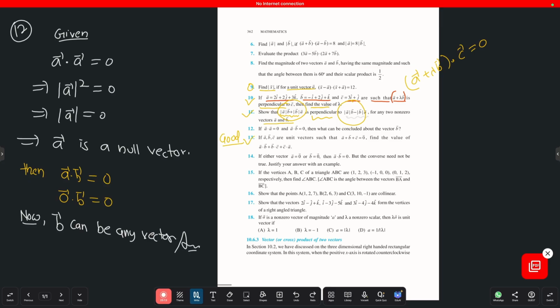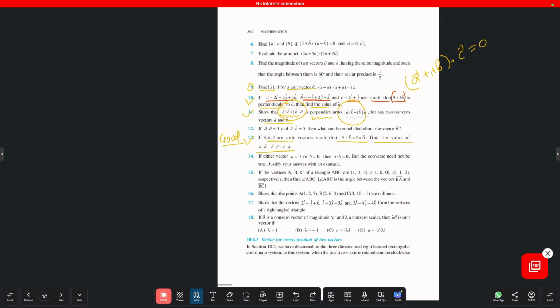If A, B, C are unit vectors, immediately I am giving just one answer. If vector A, vector B, vector C are unit vectors, from here what is the conclusion? Given vectors A, B, C are unit vectors. It implies that mod A equals 1, mod B equals 1, mod C equals 1. And also given that A plus B plus C is 0 vector.